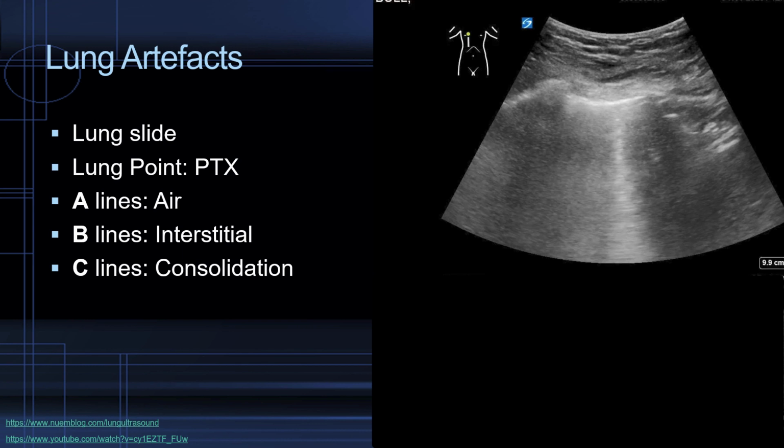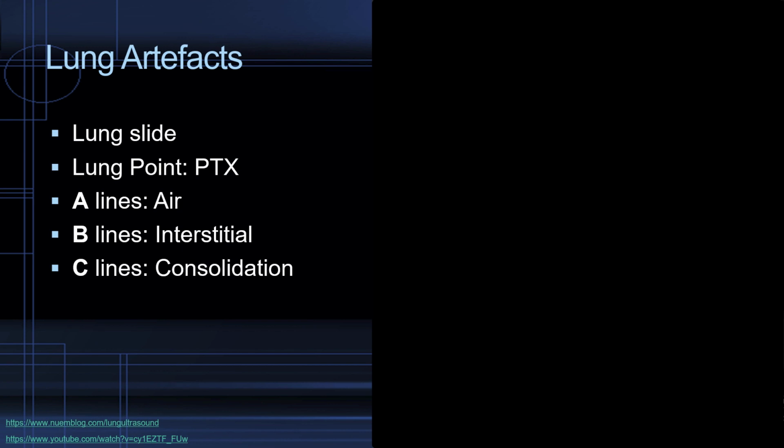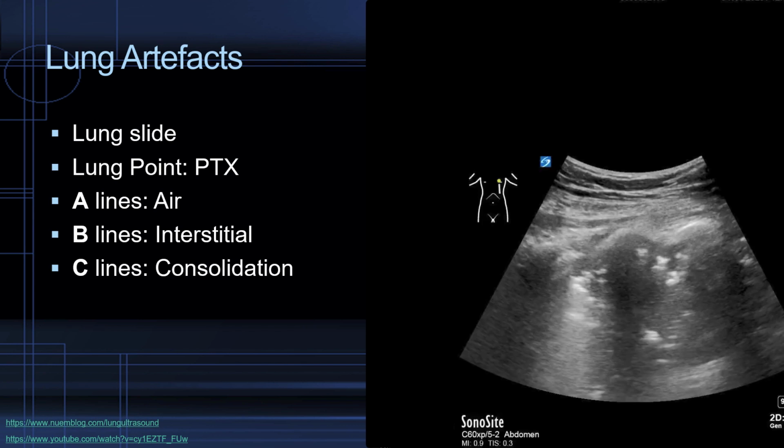B-lines represent mainly interstitial disease. In emergencies, we usually think of either edema, be it cardiac or ARDS in nature, or interstitial pneumonia or pneumonitis. Note that B-lines rule out pneumothorax. And lastly, there's consolidation, which can present either with a Swiss cheese looking lung, as you can see there, or with C-lines, which really just look like very fat B-lines.